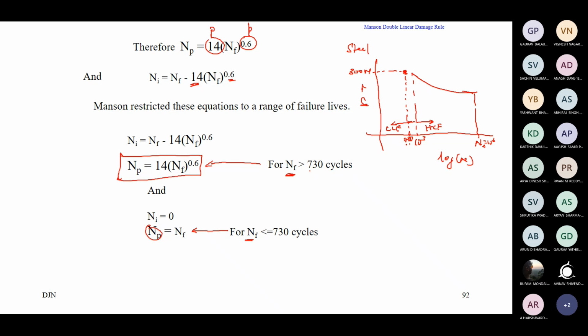Experimentally, it has been understood that in the low cycle fatigue regime, most often there is only crack propagation. 730 could be some average value. In general, to be specific, we consider 10 to the power 3. That is why we assume 10 to the power 3 as the cutoff value. If you find any component failing with fewer than 1000 cycles, that means you are applying high stress on that component, somewhere close to the yield.